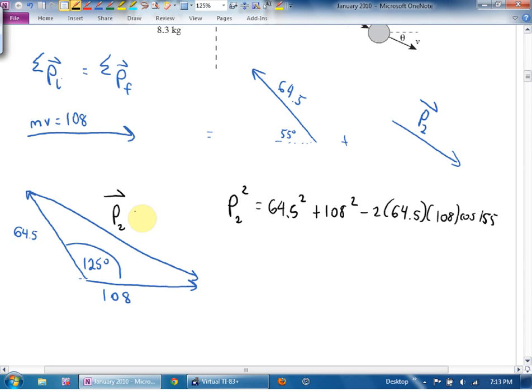Pardon me? 125, what did I say, 155? Because I got the 55 on the brain. 125 degrees. And those of you that were here this morning, make sure you correct my mistake, because my brain is not at its best today for some reason.